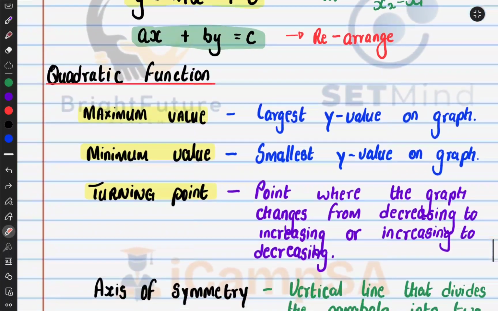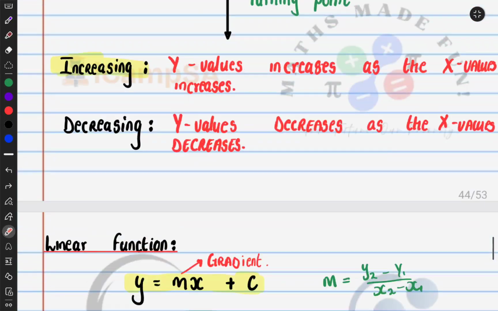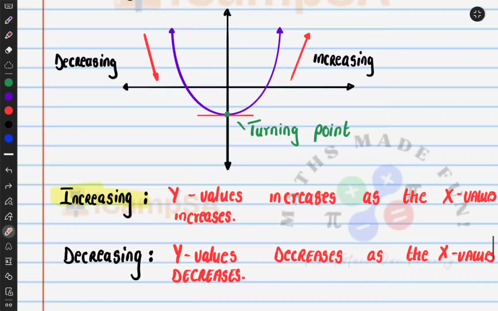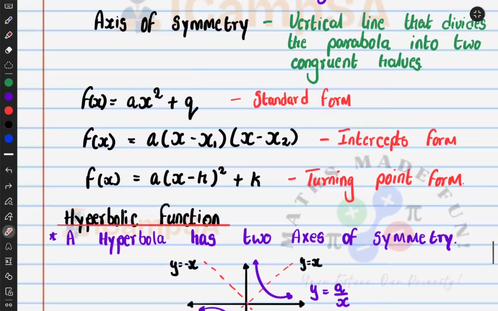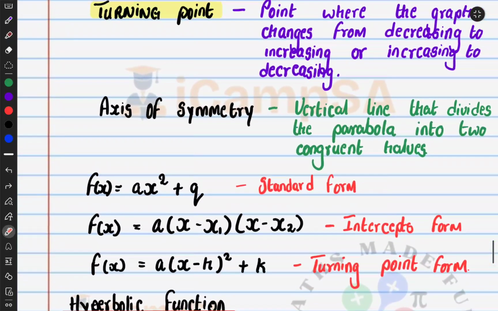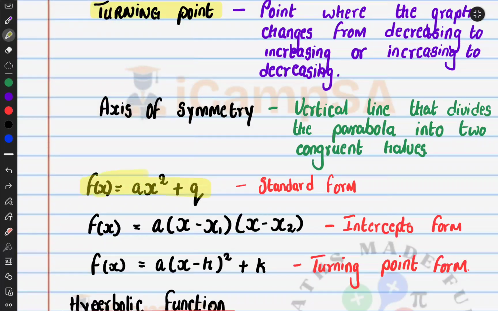So this one is your axis of symmetry, and as we have said, the axis of symmetry is a vertical line that divides the parabola into two congruent halves. Another important thing to know about the axis of symmetry for a parabola is that it will pass exactly at the turning point of the parabola. That's another thing. And then here are a few equations of the parabola. We have this standard form here.